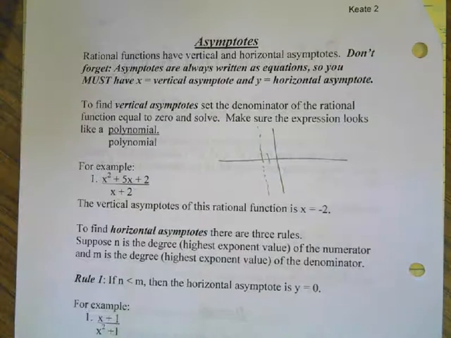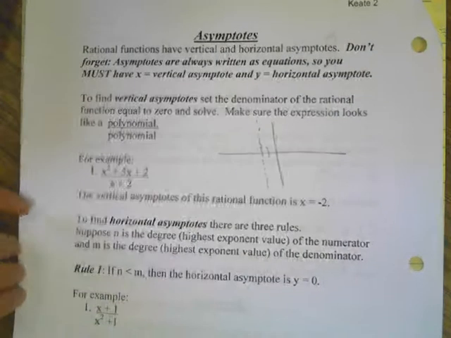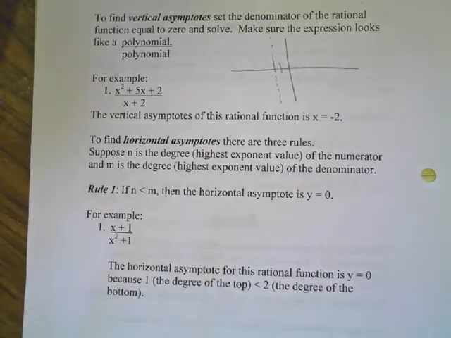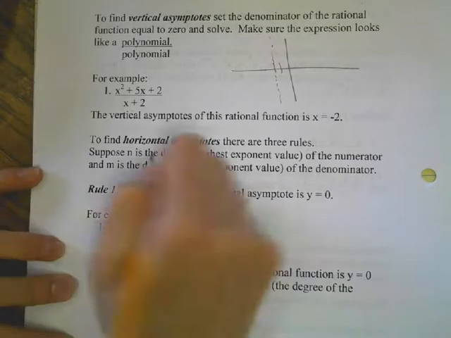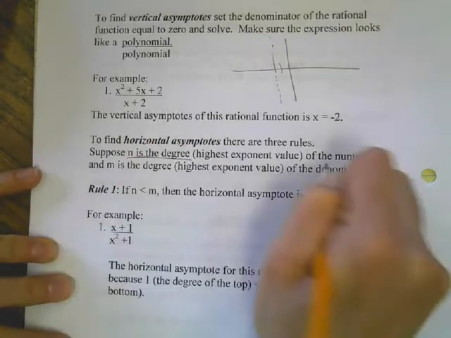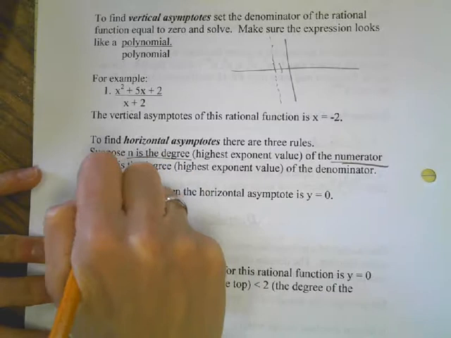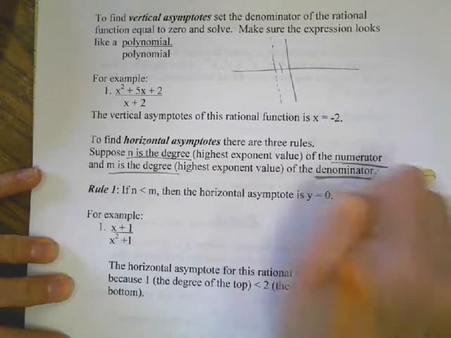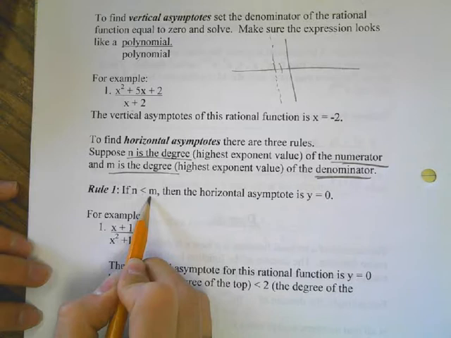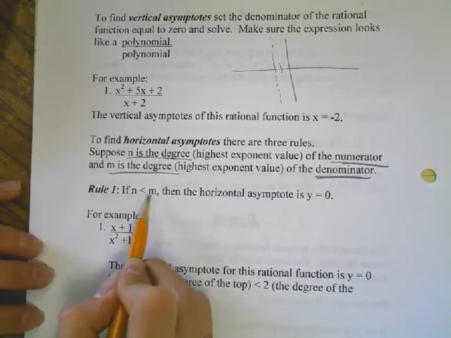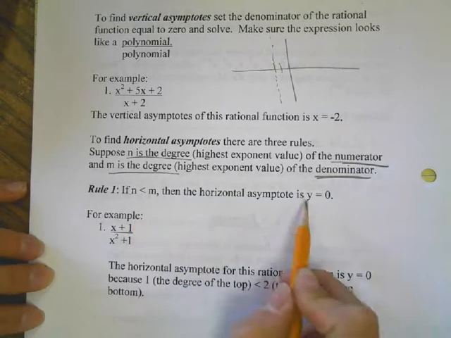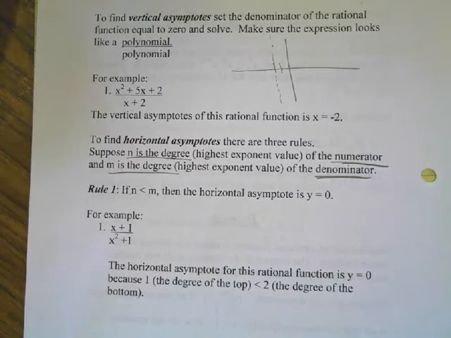Okay? So, there are also horizontal asymptotes. When you have horizontal asymptotes, there are 3 rules. In this case, n is the degree on the top. M is the degree on the bottom. Okay? So if n is less than m, so if the degree on the top is less than the degree on the bottom, the horizontal asymptote is y equals 0, which is the x-axis.